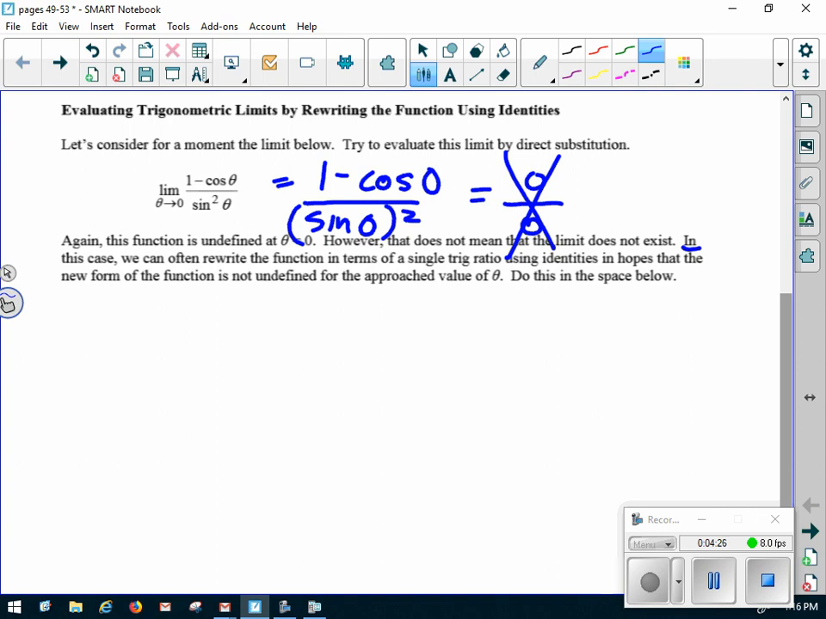So let's rewrite this thing. Notice in the numerator, I just have 1 minus cosine theta. The cosine theta is not squared, so I cannot do anything to it. But I can rewrite sine squared theta based on the big kahuna. What's another way I could write sine squared theta? 1 minus cosine squared theta. Good. So that's the numerator, and then the denominator.